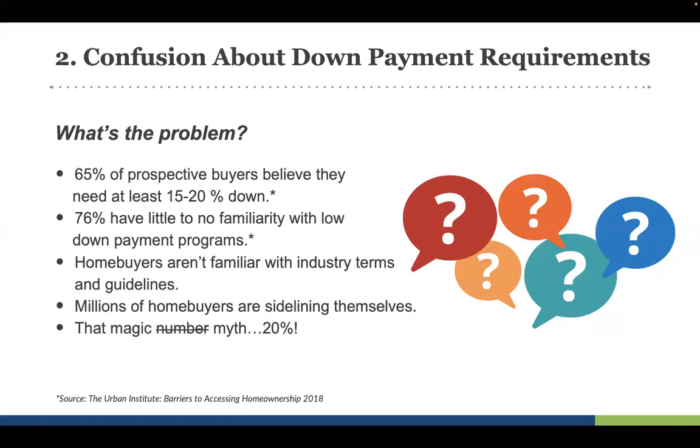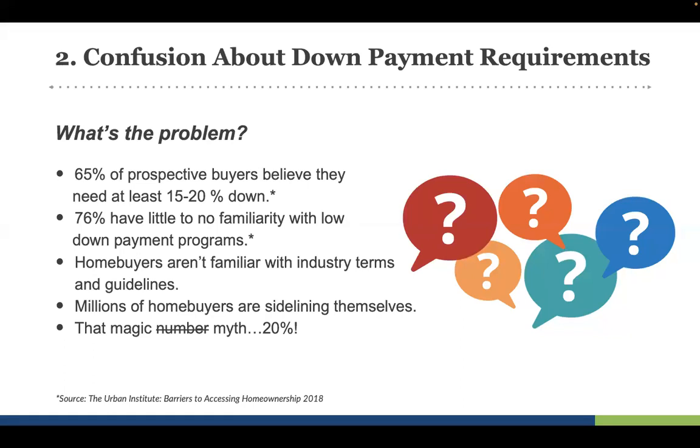But part of that study was a survey of prospective homebuyers. They were millennial renters at the time. When asked how much they thought they had to have as a down payment to buy a home, 65% of those renters thought they had to have 15% or 20% down or more in order to pursue home ownership. Meaning, if they don't have 15 or 20% down, they're not even going to react to your marketing. They're not going to talk to you because they have this misperception that they need way more than they actually do as a down payment.